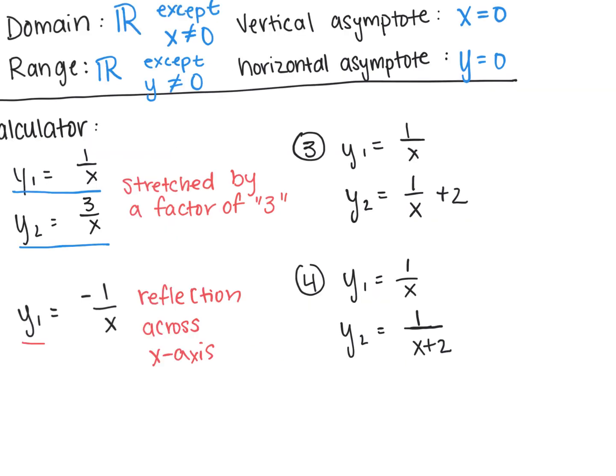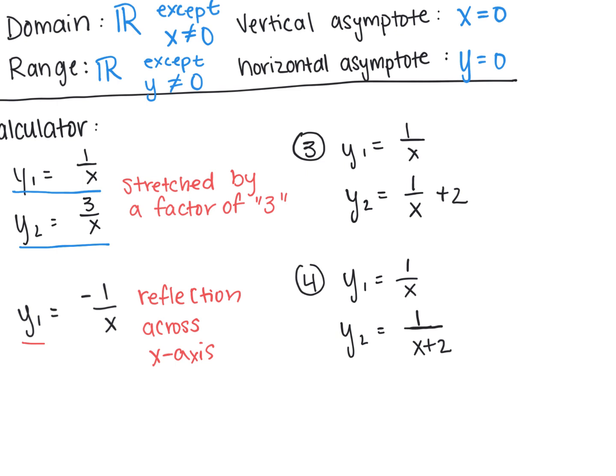So for number 3 here, you're going to go back to your y equals. We want y1 to be 1 over x, so delete that negative. We want y2 to be 1 over x plus 2. Now, if you're not typing this as a fraction, you need to put the 1 over x in parentheses, and then put the plus 2 outside.